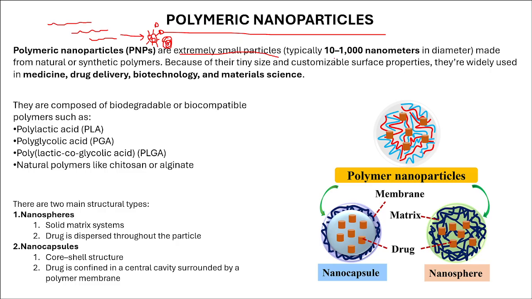The size ranges from 10 to 1000 nanometers, made from natural or synthetic polymers. Because of their tiny size and customizable surface properties, because we can regulate these and do the surface modification, they are widely used in medicine, drug delivery, biotechnology, and material science. They are composed of biodegradable or biocompatible polymers.